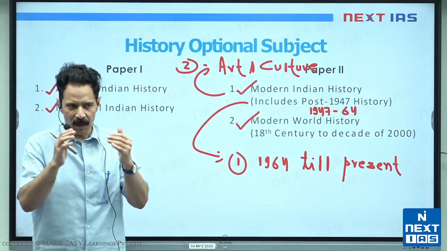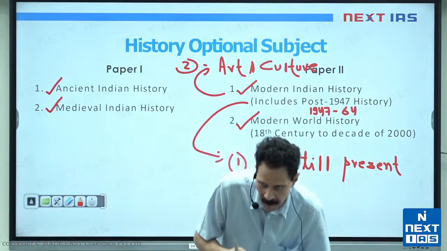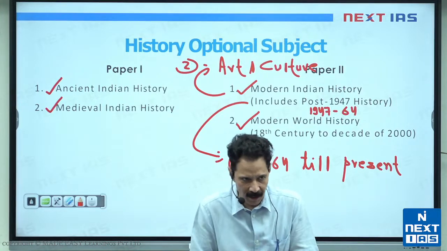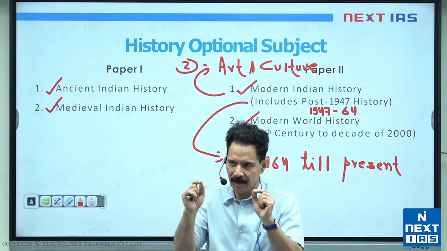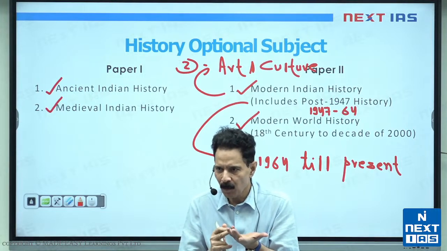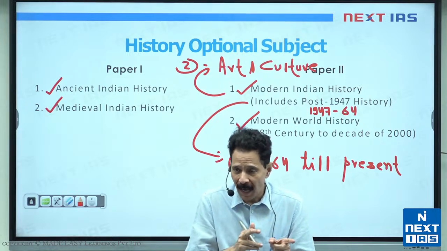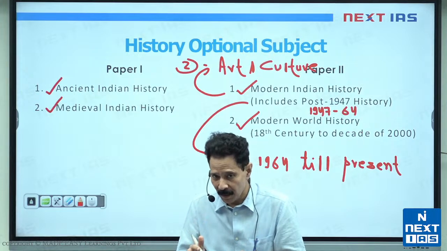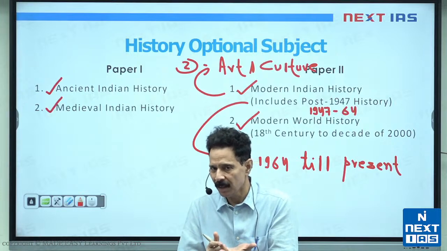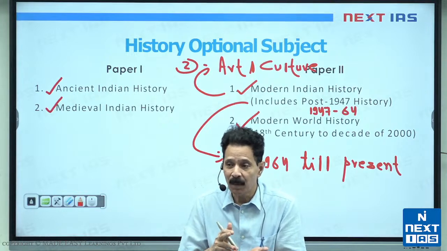So many small events get involved. I'll give you some examples. Like in history optional subject, if you have to study tribal revolts in modern Indian history, only three are mentioned: the Birsa Munda revolt, the Santhal revolt, and the Kol revolt. That's it. So if any question on tribal revolts has to occur in history optional, it would be from these three only. But think of the study of tribal revolts for GS Prelims.